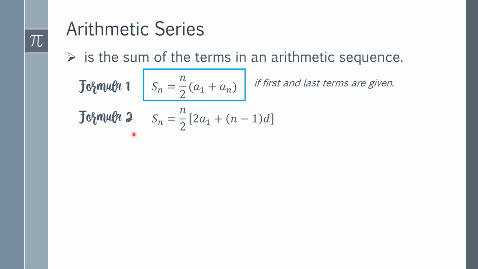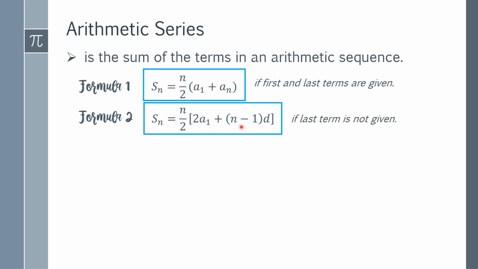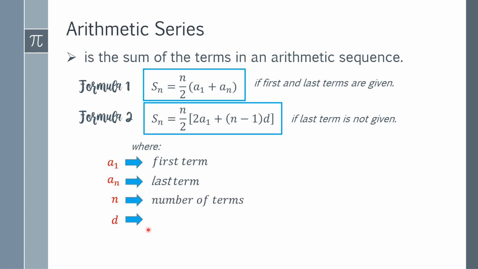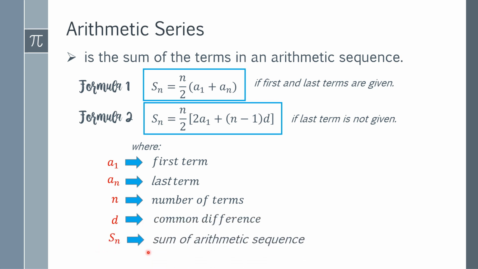Now formula number 2, we have S sub n equals n divided by 2 times the quantity of 2 times a sub 1 plus the quantity of n minus 1 times d. We are going to use this formula number 2 if the last term is not given. Now, for our formula, a sub 1 is the first term, a sub n is the last term, n is the number of terms, d is the common difference, and S sub n is the sum of the arithmetic sequence.